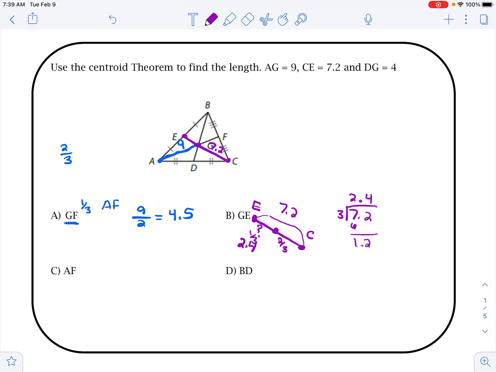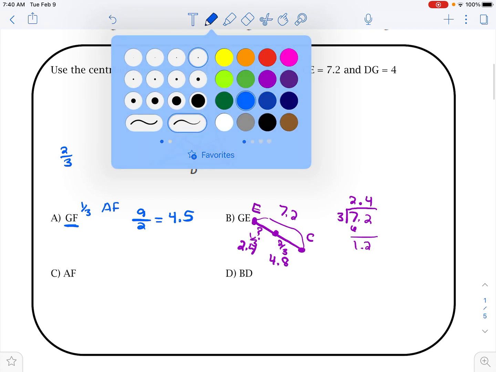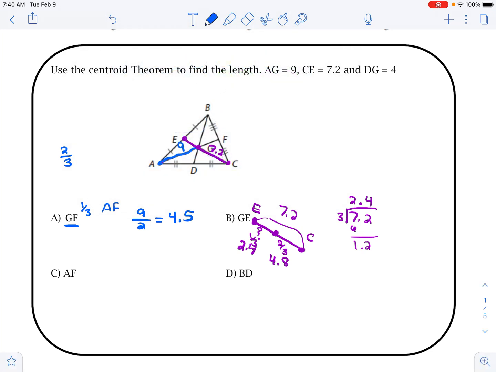You know, I could also double it, and I know that from G to C would be 4.8. Okay, so just pointing that out there. Next, we want to go A to F. All right, so we already found out that A to F, or A to G, is 9. And we found out in the first part that G to F was 4.5. So to find A to F, I need to find that entire line, I go 9 plus 4.5, which is 13.5.